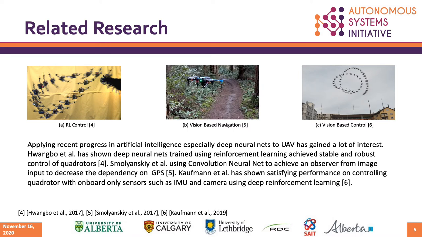We have seen many recent researches apply progress in artificial intelligence, especially deep learning, to UAV control. For example, literature number 4 used reinforcement learning algorithms to control the quadrotor. And later, vision has been brought to the UAV system, and reinforcement learning can empower the vision to control the quadrotor using only onboard sensors, which is really amazing.